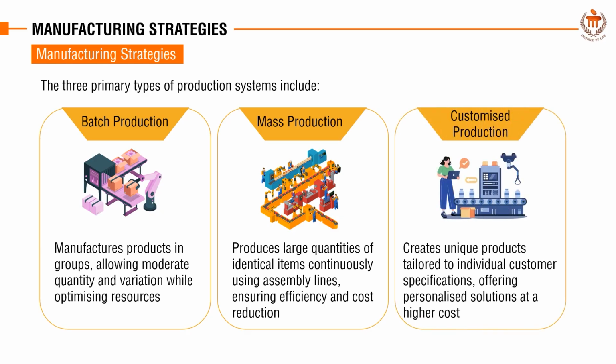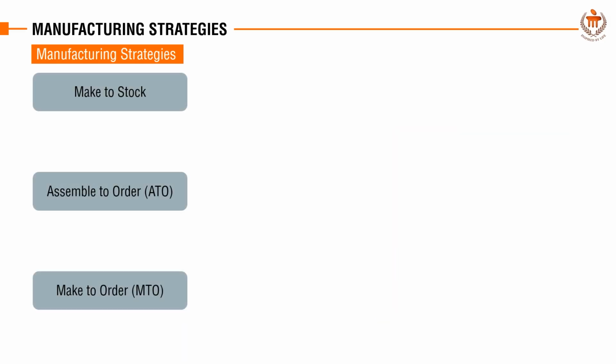Third is customized production. Customized production, also known as make to order or bespoke production, focuses on creating products tailored to individual customer specifications. This strategy allows manufacturers to offer unique solutions that meet specific needs, albeit often at a higher cost. For example, a custom furniture maker might design and produce one-of-a-kind pieces based on client preferences, ensuring high customer satisfaction and loyalty.